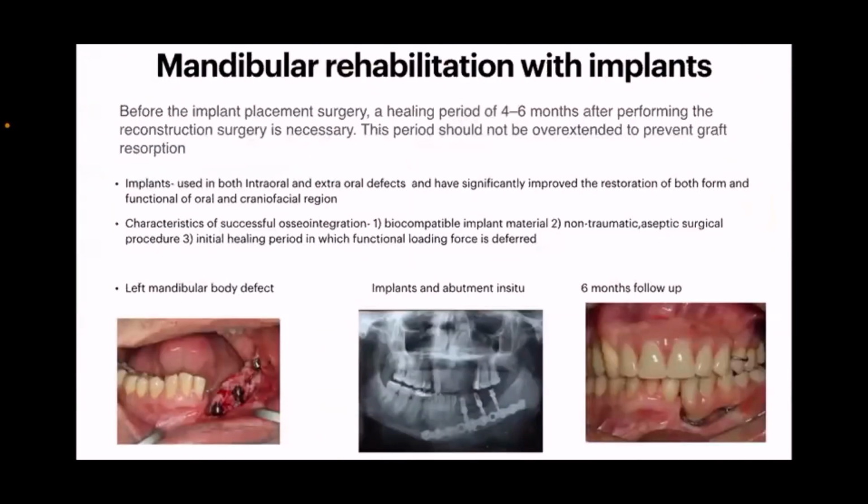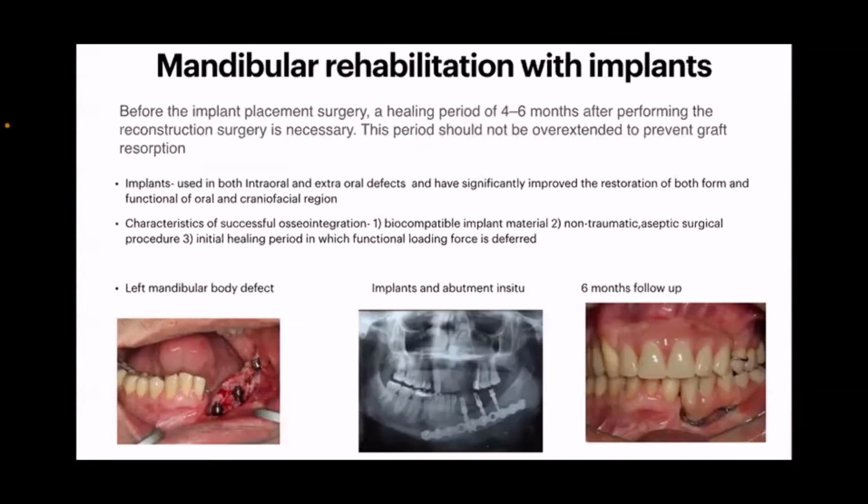Now, mandibular rehabilitation with implants. Implants are used in both intraoral and extraoral defects, and they have significantly improved the restoration of both form and function of the oral and craniofacial region. What are the characteristics of successful osseointegration? The implant should be of biocompatible material. A non-traumatic, aseptic surgical procedure should be used. There should be an initial healing period in which functional loading of force is deferred.